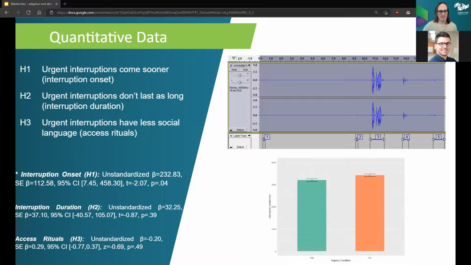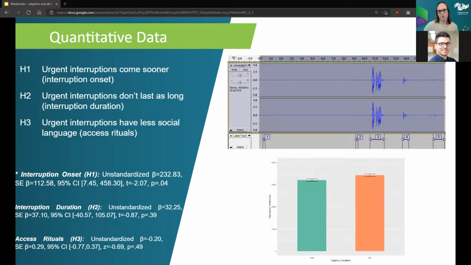On the bottom half of the slide, you can see my tricolor Irish pride graph, where I'm visualizing one of my findings, that people did in fact speak a lot sooner when the interruption was urgent. I have some models there that are essentially regression models. You can see that the p-value is too high, that I didn't find anything significant for interruption duration or for these access rituals, for this social speech.